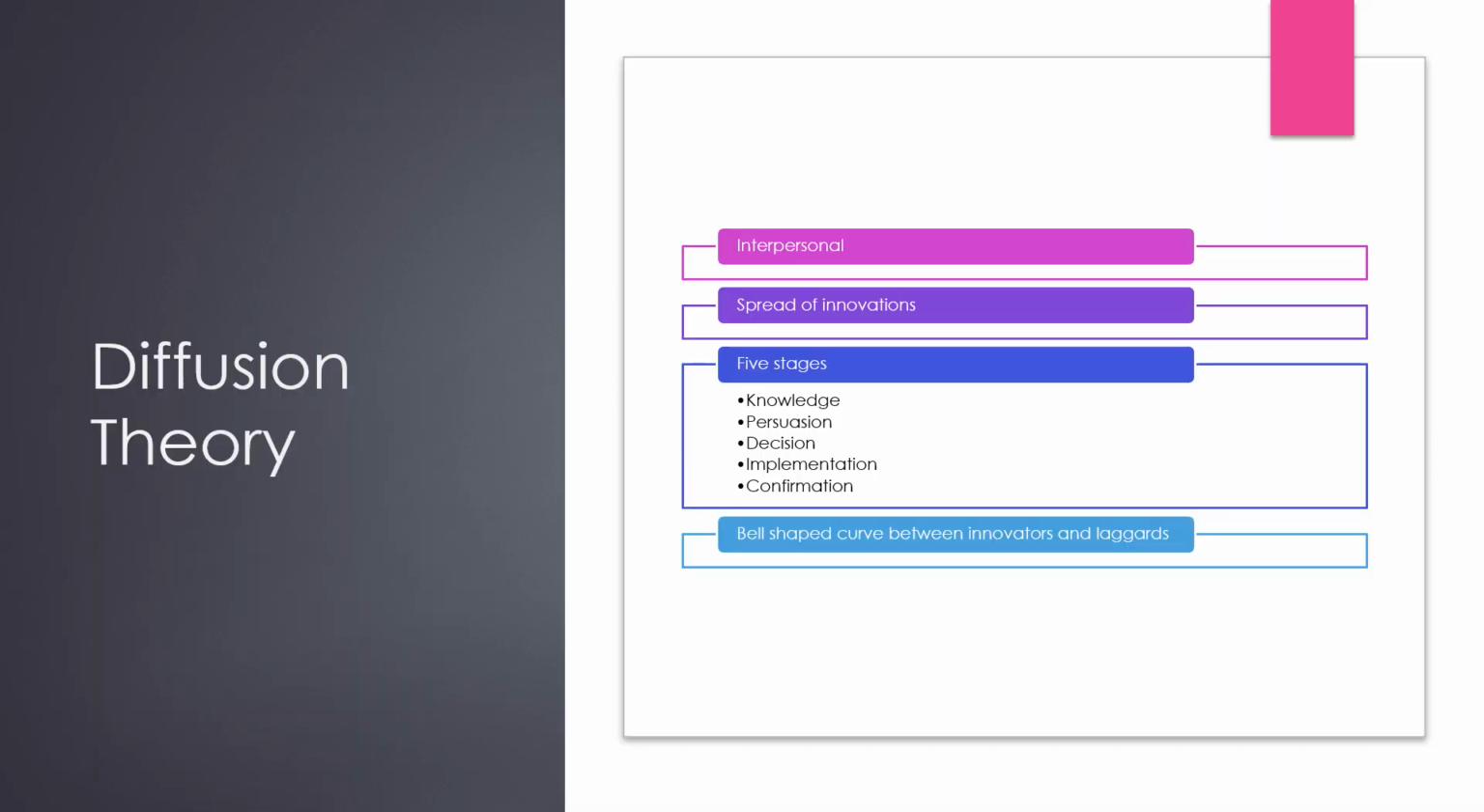Diffusion theory is another interpersonal model, and it's actually defined or explained as the spread of innovations. This is something new, like a product or a service or a program, and it's usually within a population. Stated in another way, it explains the pattern of adopting innovations.